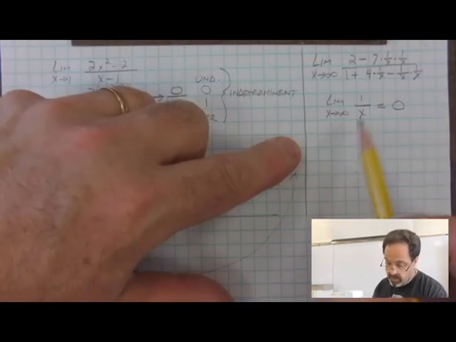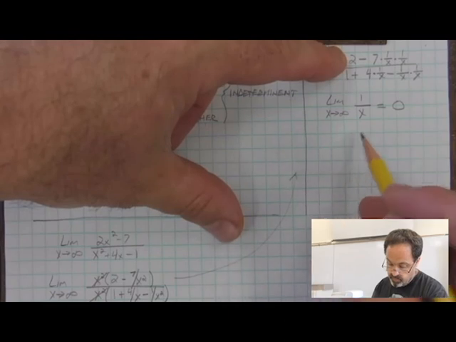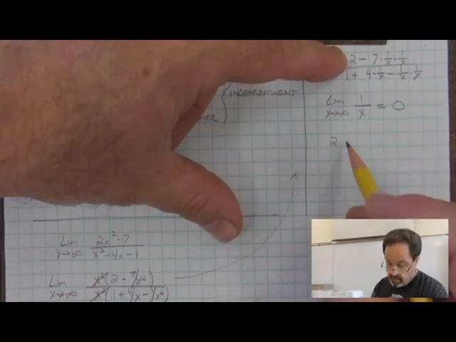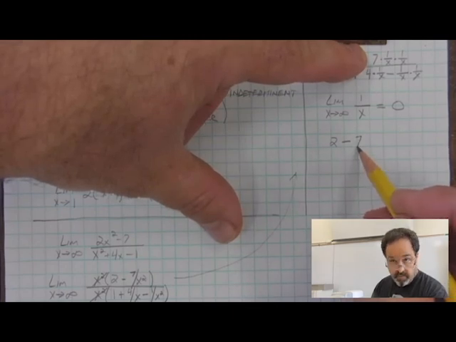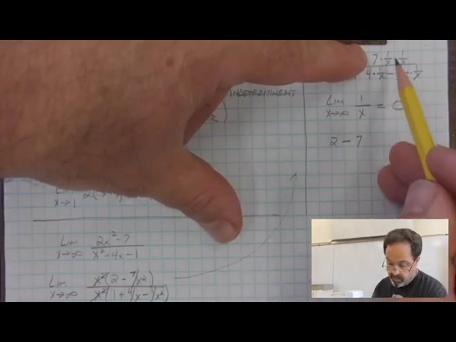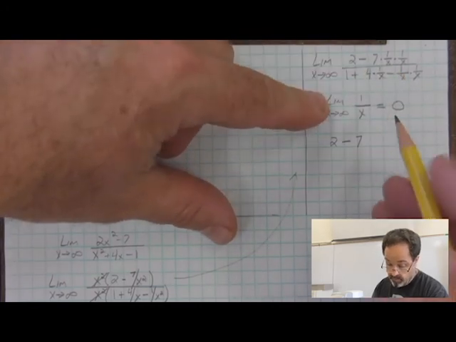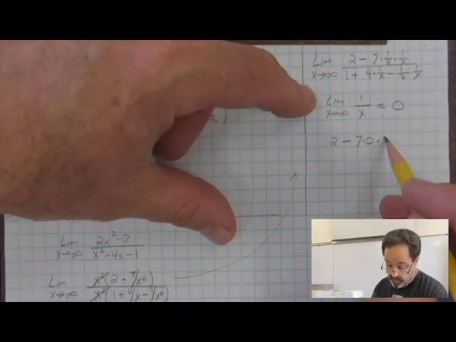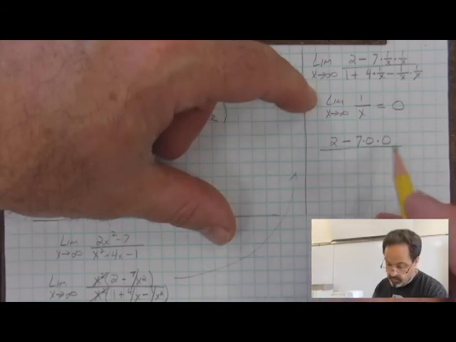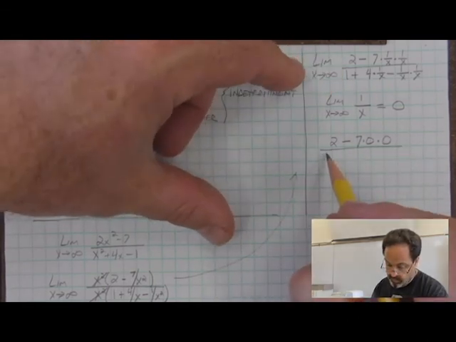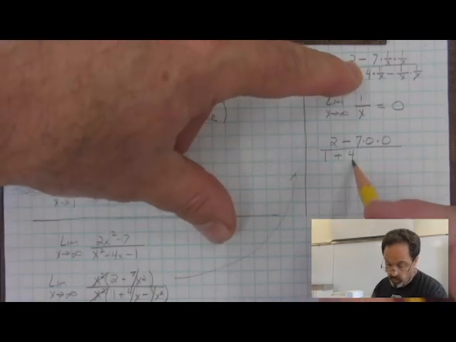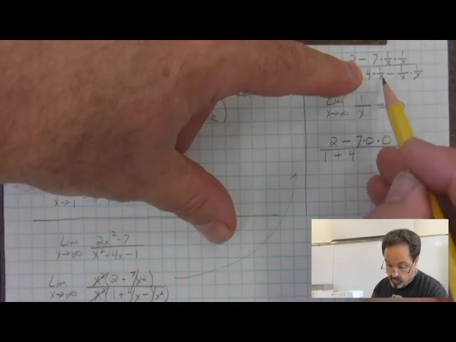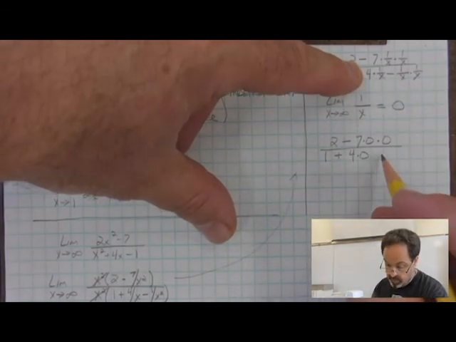I'm taking the limit now. The limit of the constant 2 still remains 2, minus the limit of 7 as x goes to infinity, which is still 7. But now the limit as x goes to infinity of 1 over x is 0 by definition. And I multiply by 0 again. All over, the limit as x goes to infinity of 1 is 1. The limit as x goes to infinity of 4 is 4. Times this 1 over x goes to 0 again. And we subtract another 0 times 0.